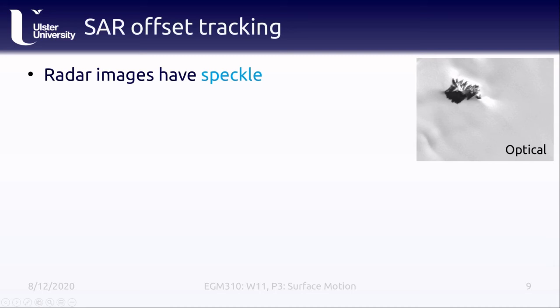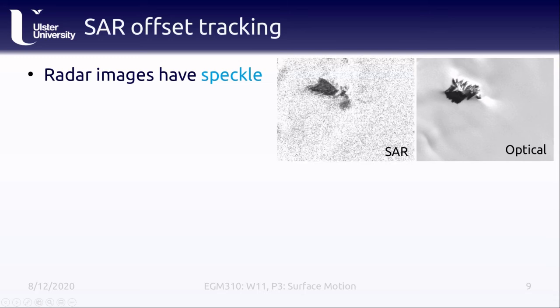If we look at an optical image of snow on top of a glacier, we can see that it's fairly uniform. We have some differences due to topography, but other than that, there isn't much variation. In a SAR image, though, we see a significant amount of noise or speckle. We can use this speckle for offset tracking.